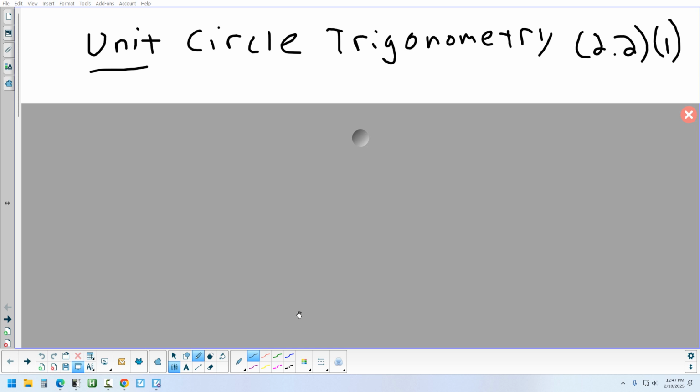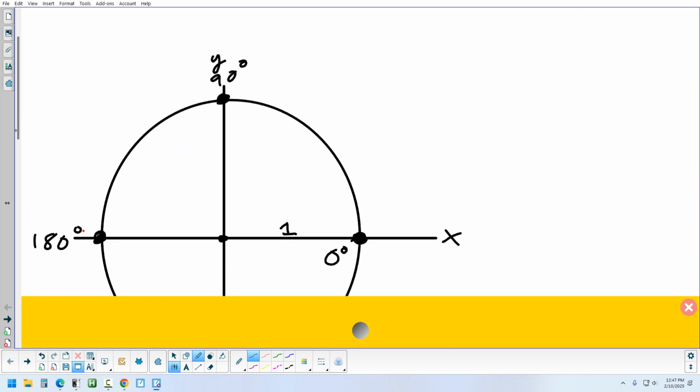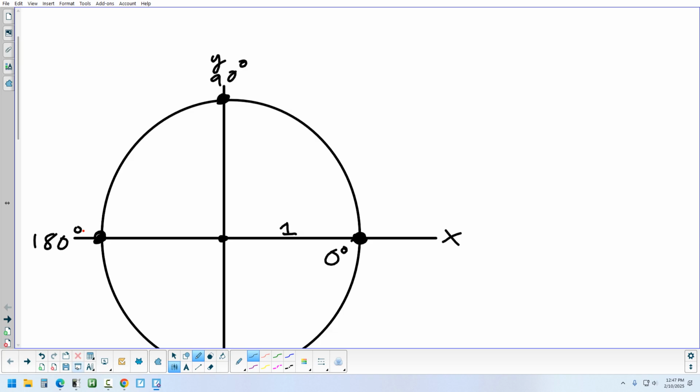Okay, so 2.2 is on what we call unit circle trig. So it's our second week of trig. And the goal in this section is basically to figure out a coordinate, and then we're going to use that coordinate to do something. Okay. Like a coordinate on a circle? Yep.